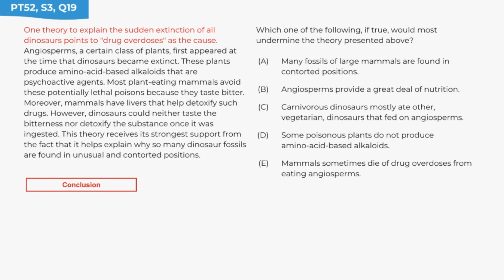And then what's the evidence for why it's true? They give us a lot of information in the middle there, but really it's at the end of the argument where we finally get the evidence for why that first point was true. So they're basically trying to distract us with a bunch of information in the middle there. But the evidence is essentially that this theory receives its strongest support from the fact that it helps explain why so many dinosaur fossils are found in unusual and contorted positions.